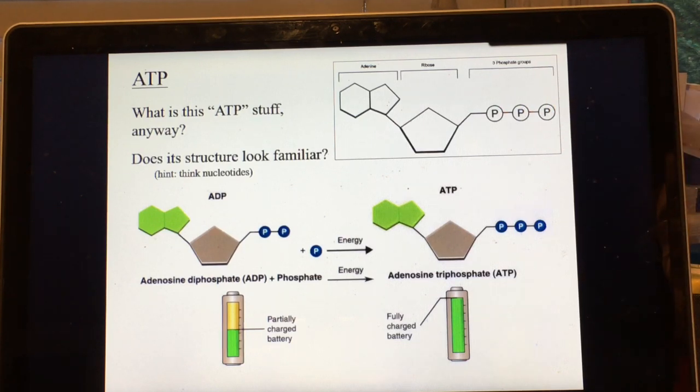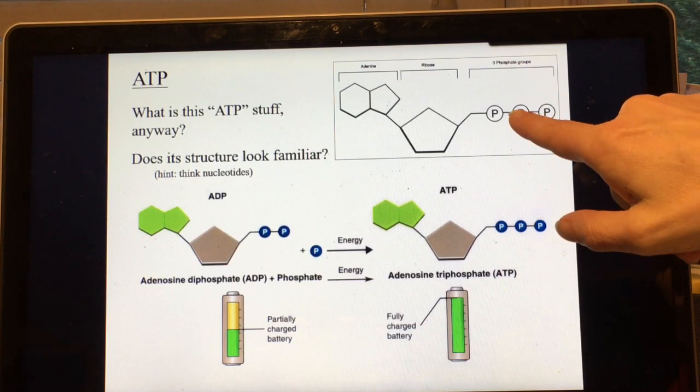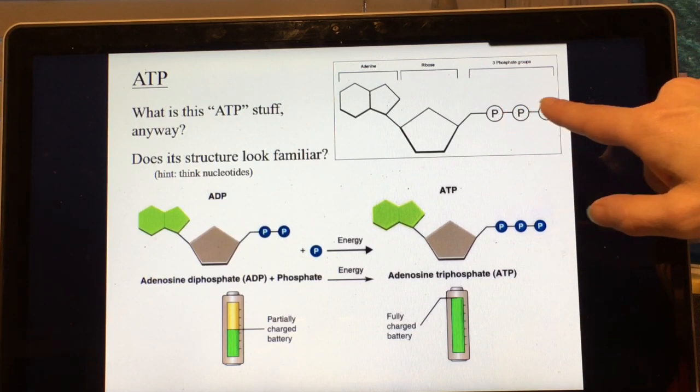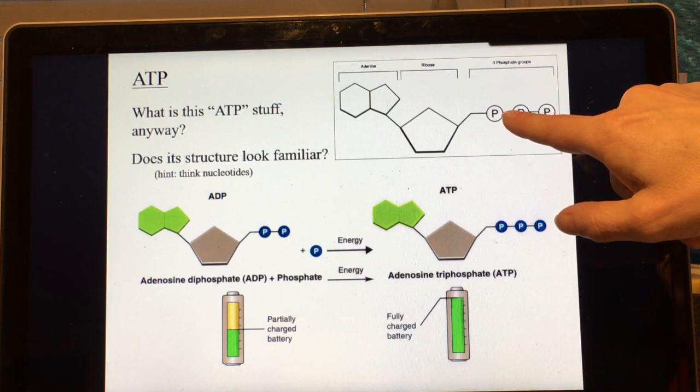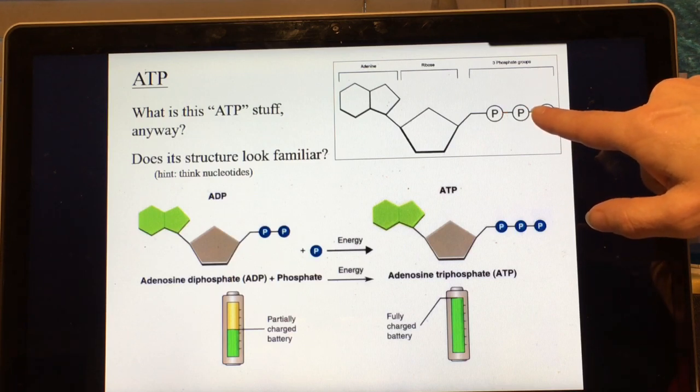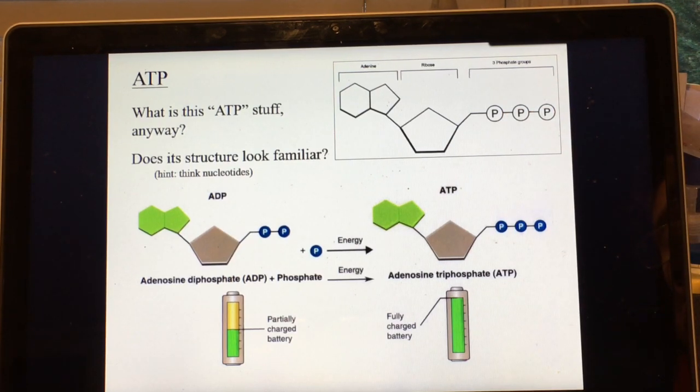Now, the one thing I don't like about this diagram is it does not show that there's actually a high energy bond between this phosphate and this phosphate and this phosphate and this phosphate. And it's often drawn as a squiggly line to let you know that it's not just a regular bond, that there's actually extra energy there.